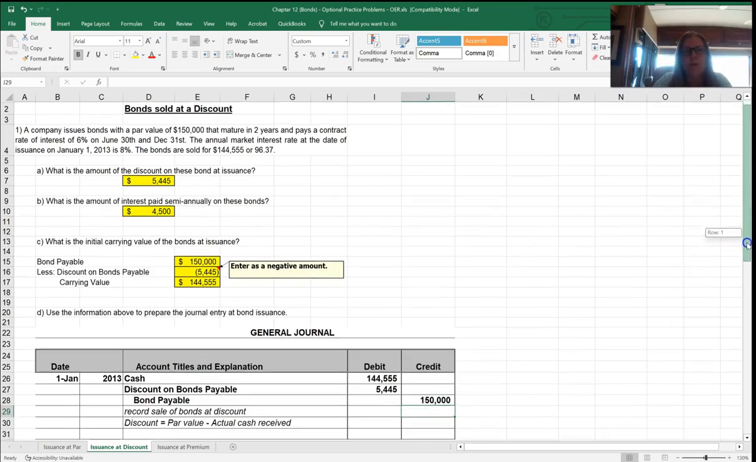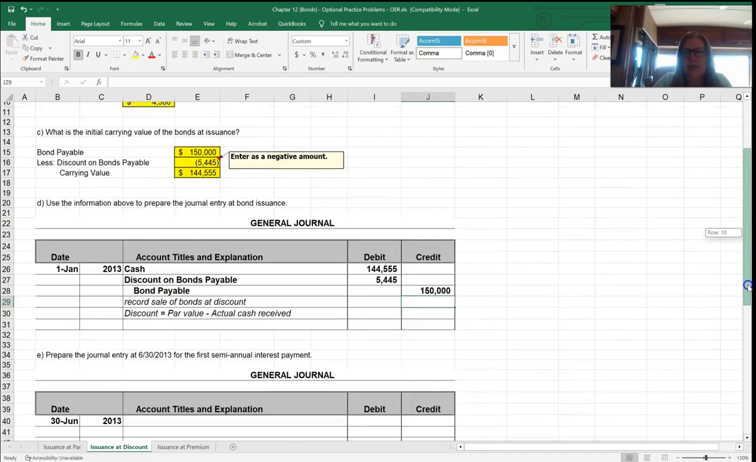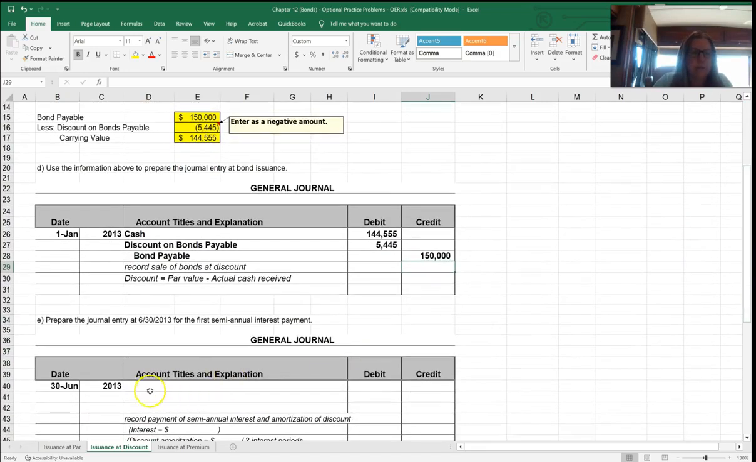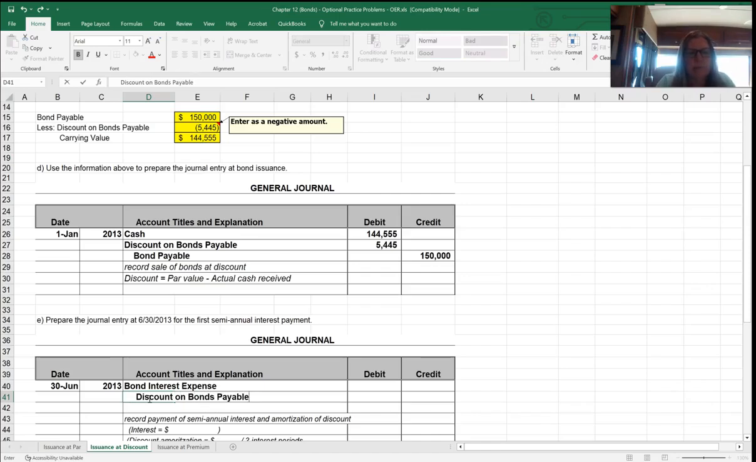So then what is our journal entry going to be at June 30th, the first day we have to pay interest to these bondholders? We're going to record the bond interest expense. And we are going to reduce, remember I said we had to amortize that discount on bonds payable. So every time we make an interest payment, we have to reduce this discount on bonds payable. And we're going to pay out cash, because we're paying them the interest.